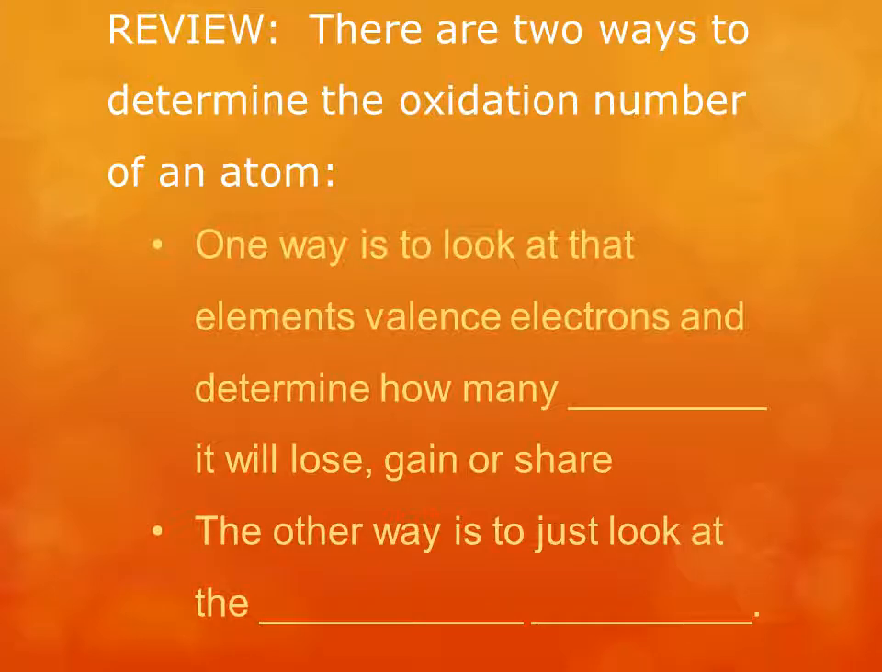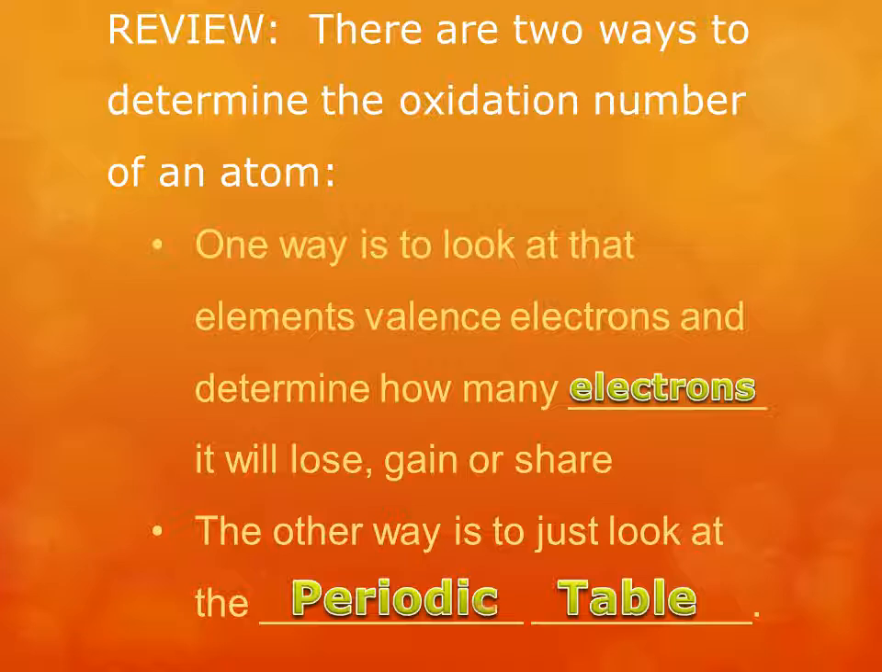Okay, so there's two ways we can determine the oxidation number of an atom. The one way is we can look at how many valence electrons an atom has, and we can determine how many electrons it will lose, gain, or share to have 8. And then the other way is just to look at the periodic table. And remember, by looking at the periodic table, we're going to see what group it's in. And then remember that first column is +1, +2. Skipping across the middle section, we have +3, plus or minus 4, -3, -2, -1, and 0.